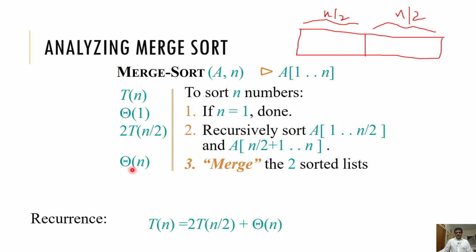So, this will be theta of 1 plus 2 T of n by 2 plus theta of n. These two will combine to theta of n. So, this is the recurrence relation of the time complexity of merge sort. Now, we need to solve this recurrence. So, how to solve this recurrence?